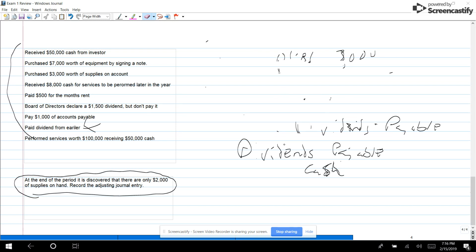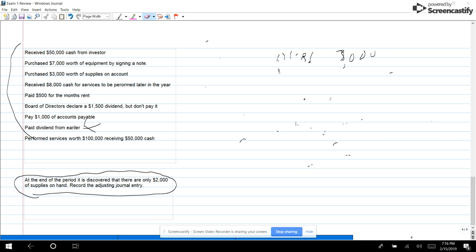All right, so now let's go back to the paying of an account payable, which is kind of the same idea. Liabilities decrease with the debit, so we got debit accounts payable. And credit cash.